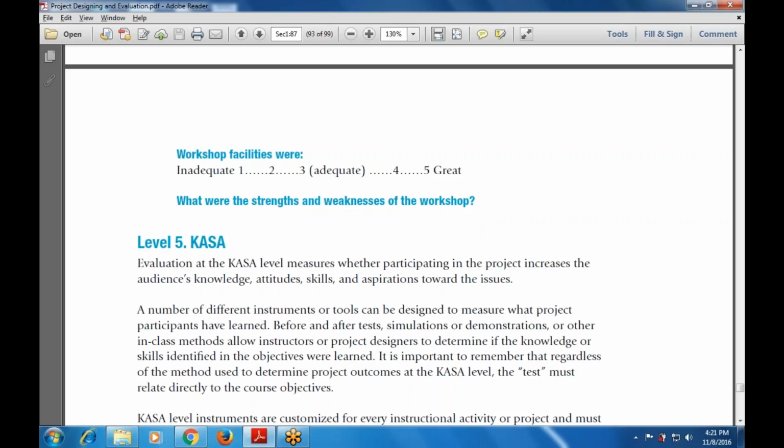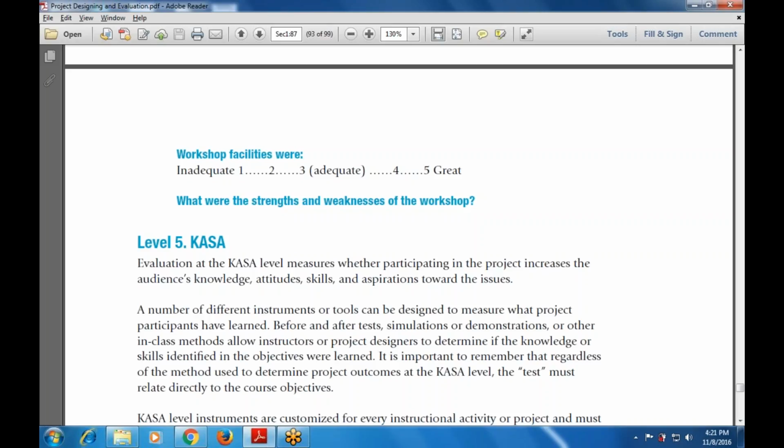We can say whether the project activities worked, or what the project participants have learned. A pretest and posttest, simulation, demonstration, or other in-class methods also allow the instructors or the project designers to determine whether the knowledge and skills identified in the objectives are learned.